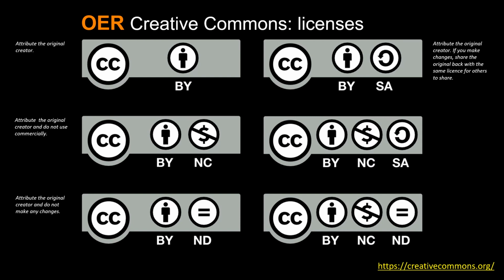CC BY SA means share alike. This is the Commonwealth of Learning's preferred license. You can make changes to the resource, but you are required to share back the modified resource under the same license. And then you get combinations. So for instance, CC BY NC SA means you must attribute the original author, no commercial use, and you must share alike.